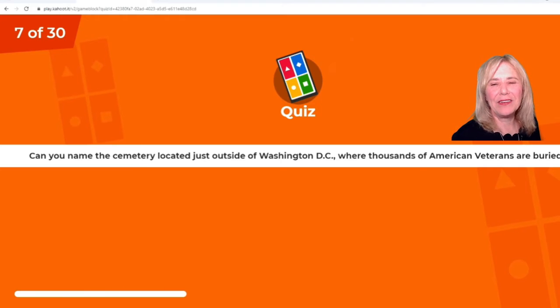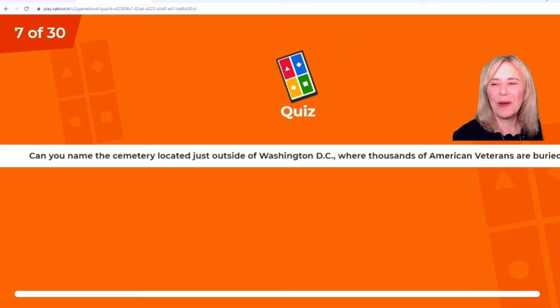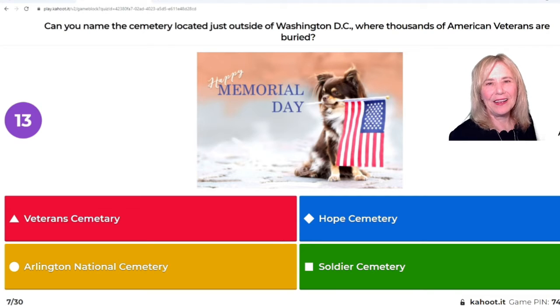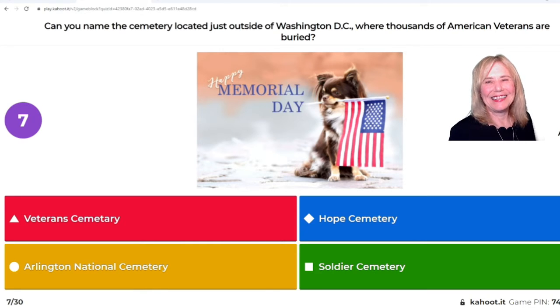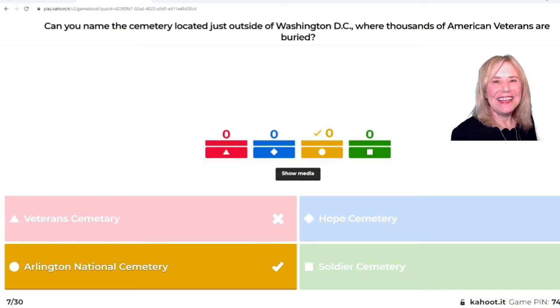Okay, here we go. Can you name the cemetery located just outside of Washington, D.C., where thousands of American veterans are buried? Is it Veterans Cemetery, Hope Cemetery, Arlington National Cemetery, or Soldiers Cemetery? Let's see if you can get the right answer. Type it in that text box. Yes, if you guessed Arlington National Cemetery, you guessed the right answer.